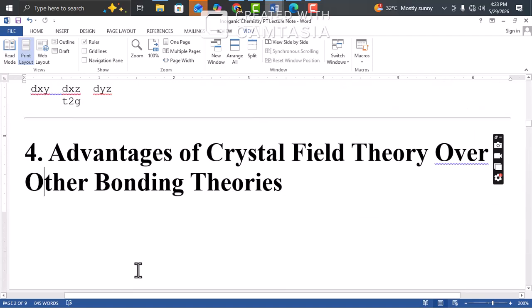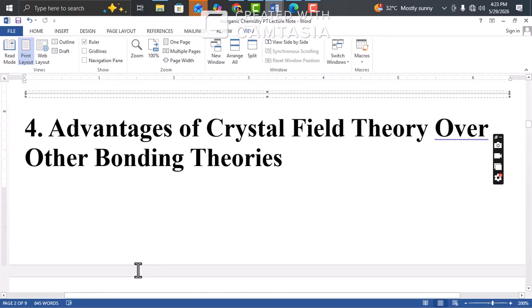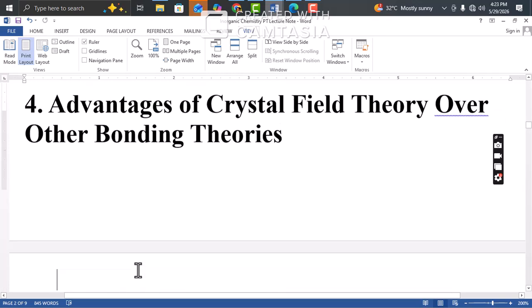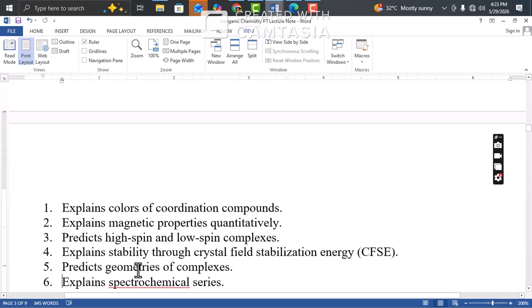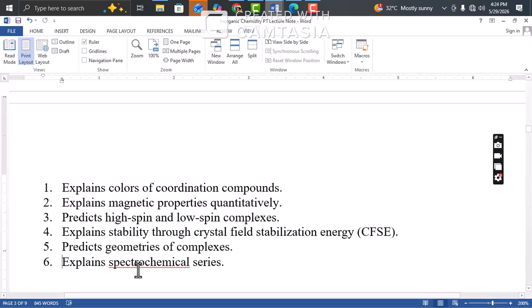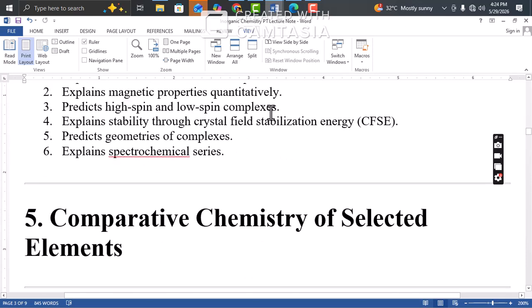Just to summarize everything. Now, advantages of crystal field theory over other bonding theories. If I ask you for advantages, this is what you're going to give me: it explains colors, explains magnetic properties quantitatively, predicts high spin and low spin complexes, explains stability through crystal field stabilization energy, predicts geometries of complexes, and explains the spectrochemical series. So those are the advantages of crystal field theory.